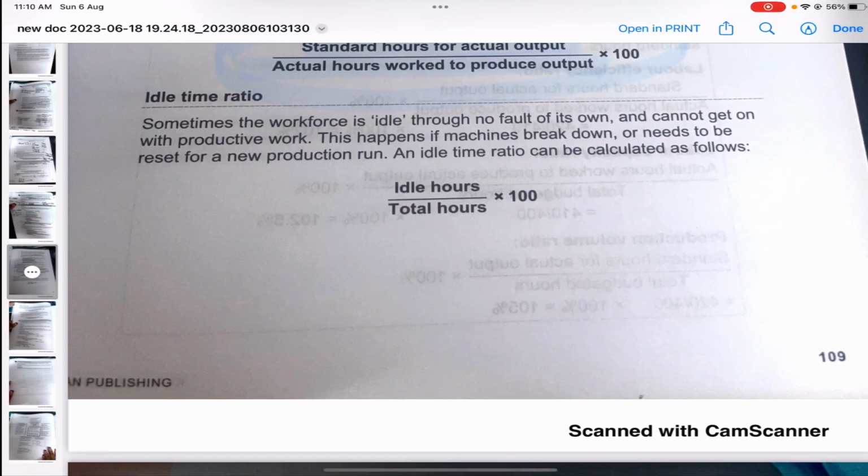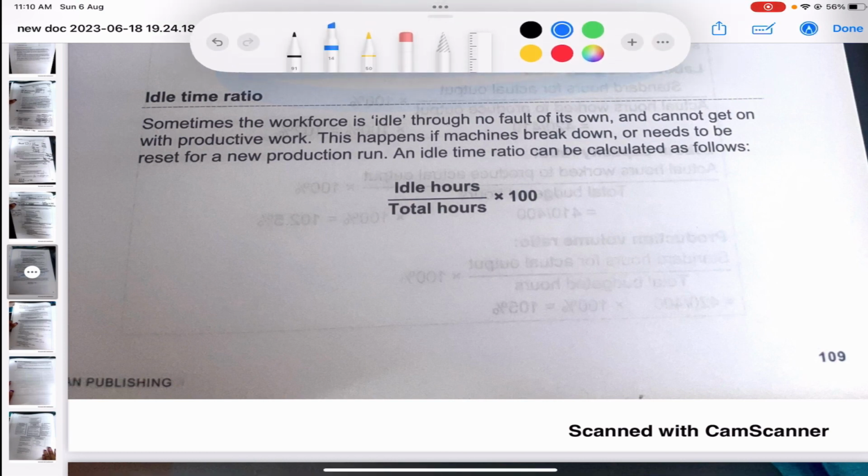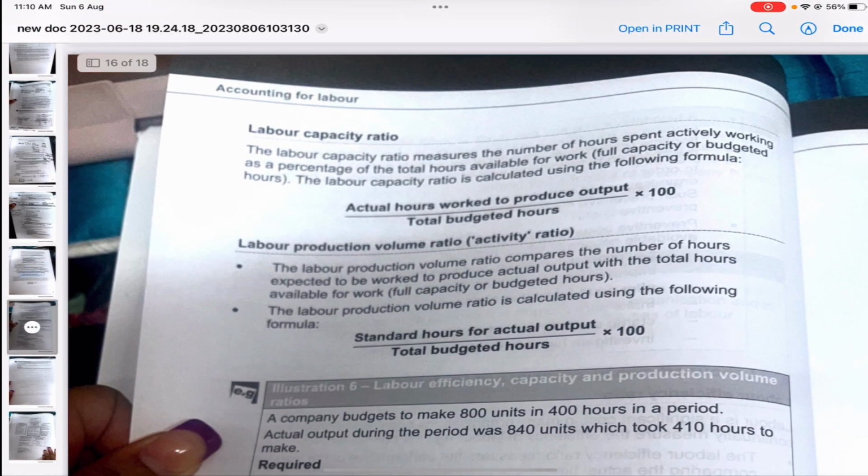And let's come to the idle time ratio. We have already discussed what idle time is. So idle hours divided by the total working hours, multiplied by 100, gives you the idle time ratio.